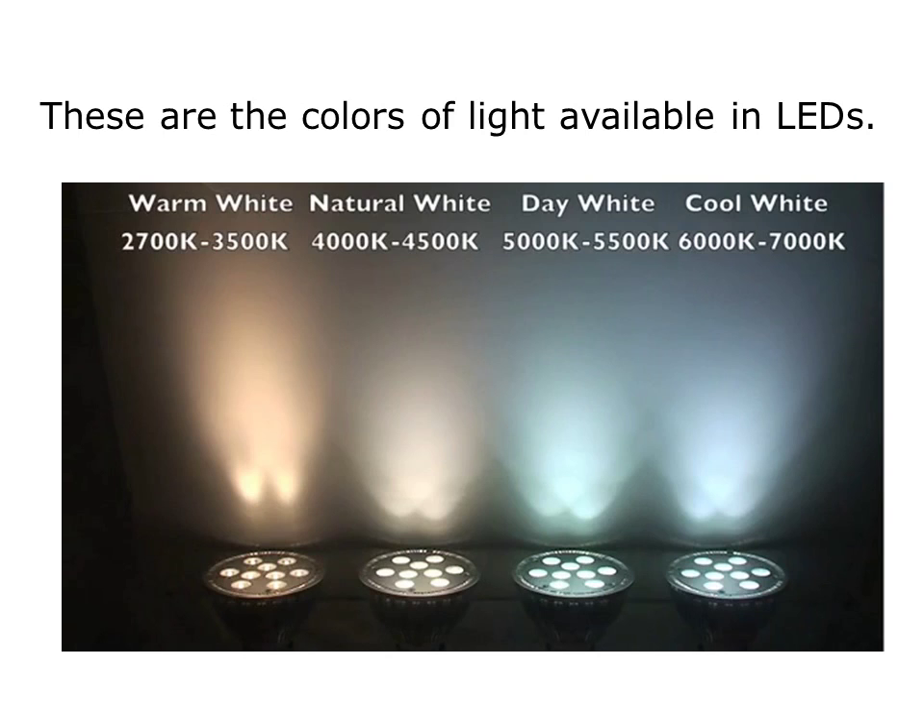Then we move to what they call natural white, which I call way beyond natural white, because we know natural white is mostly green light, and this is not green at all. This is blue. This is 4000 to 4500 K, so we're already getting into the blue. Then we have what they call day white or daylight white, which is 5000 to 5500 K, and you can see it's got even more blue.